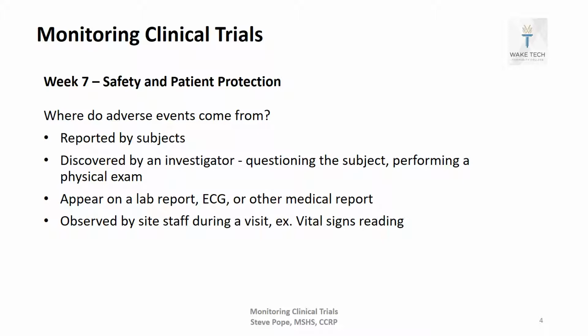There could be an adverse event that's discovered by an investigator from questioning the subject. Also could be discovered when performing a physical exam. Once again, you could discover an adverse event in that fashion. Adverse events can oftentimes appear on lab reports, so out-of-range lab findings may indicate an adverse event.